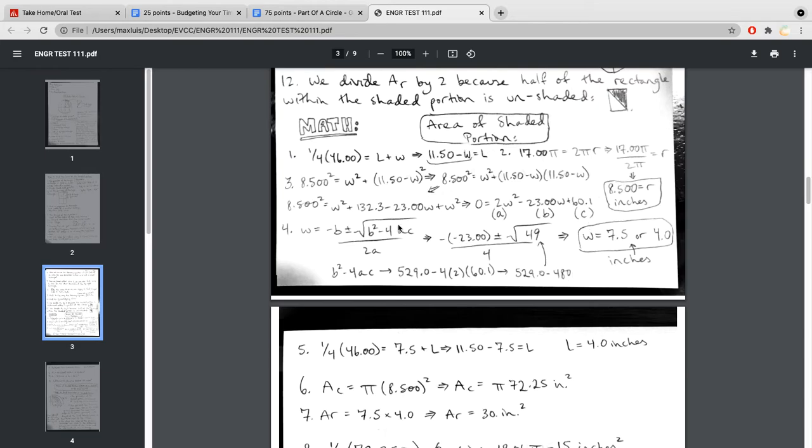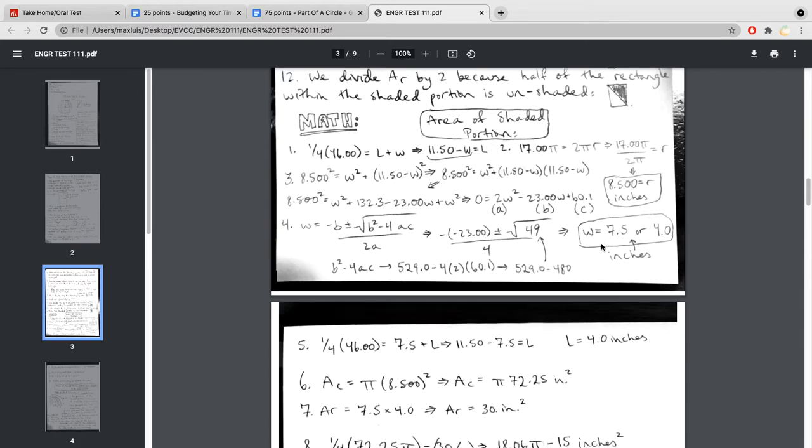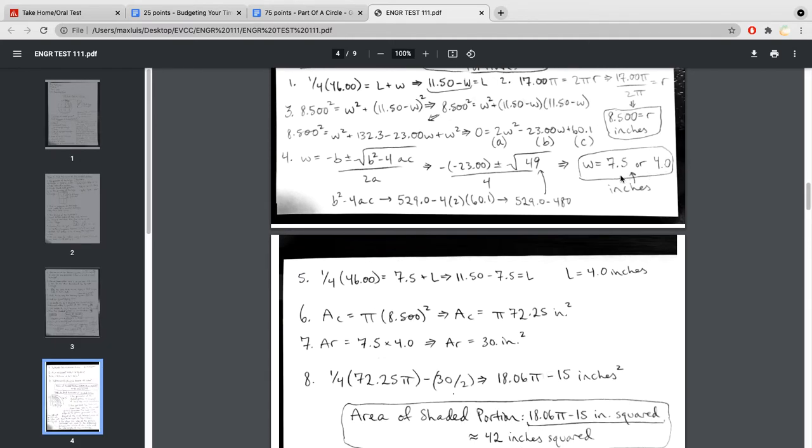And then we solved that. I plugged it into my calculator, and I got the width of the small rectangle is equal to 7.5 inches or 4.0 inches. And we'll see later on that you can just choose either one, because the length is going to be the other one, whichever one we don't choose.